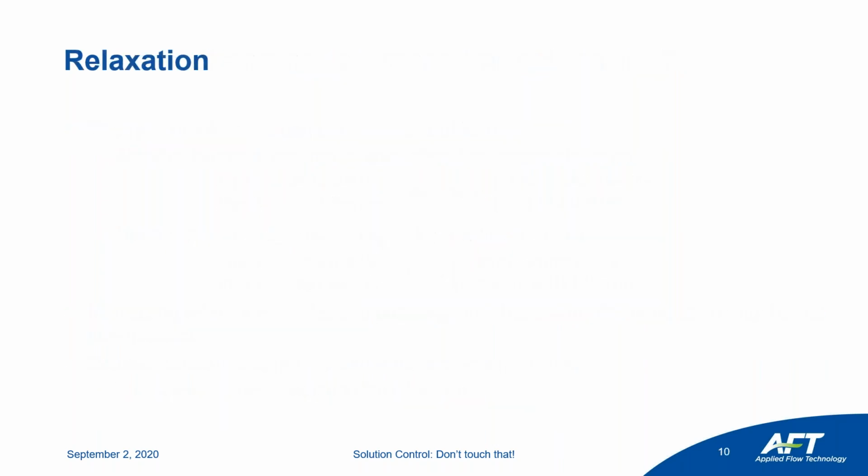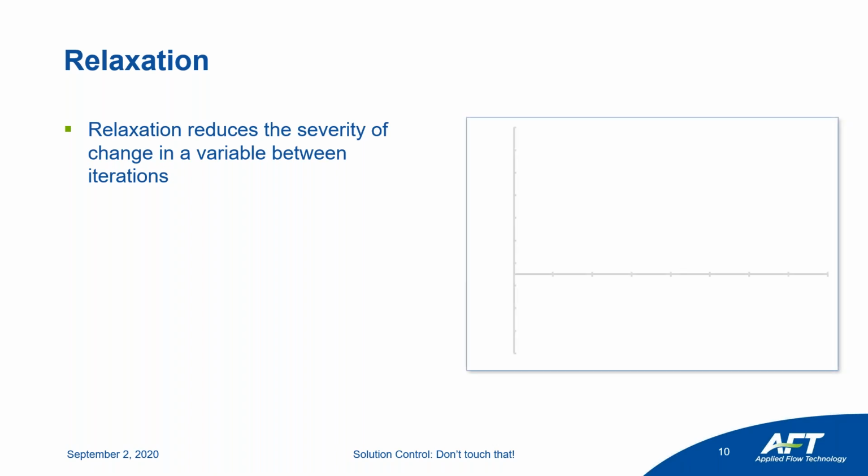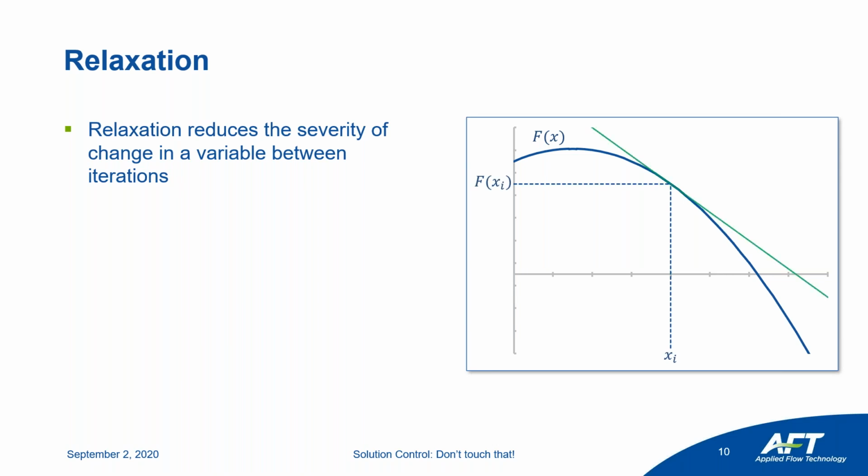Now we can talk about relaxation, which I've alluded to a few times. This ties into tolerance in the iterative process. And what relaxation does is it's reducing the severity in change. So this is most easily shown with an example. So again, we have our function. We can go through the Newton-Raphson process to determine our x new. But rather than setting this x new as our next guess, we're going to apply relaxation and slow that change.